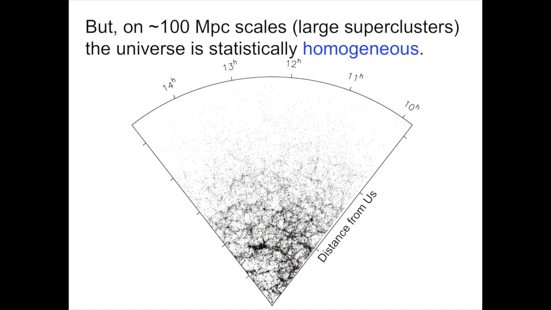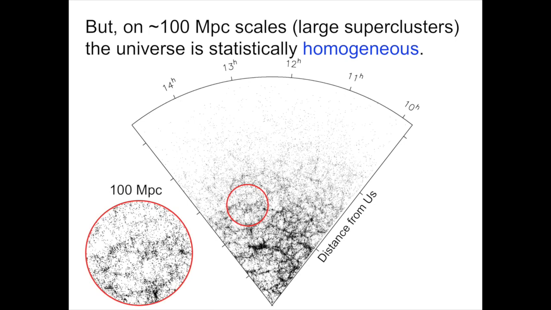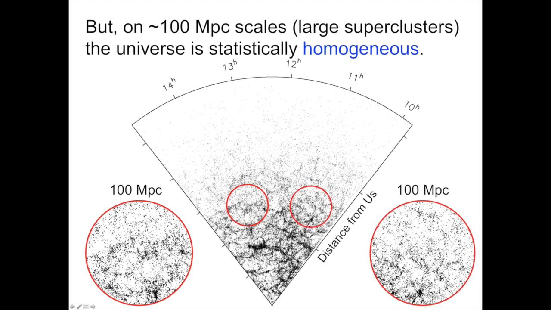It's only when I get out to large scales, and that scale begins to pick up at about 100 megaparsecs, that I can begin to make statistical statements about different regions in the universe. For example, I'm out here at 100 megaparsecs, and I see voids, I see filaments and walls. I pick another 100 megaparsec region, and I see voids and filaments and walls. If I stare at these two patterns, they do look different. They have a different detailed pattern. But statistically speaking, I have the same density of galaxies, the same distribution of walls and voids within each of these 100 megaparsec across volumes.